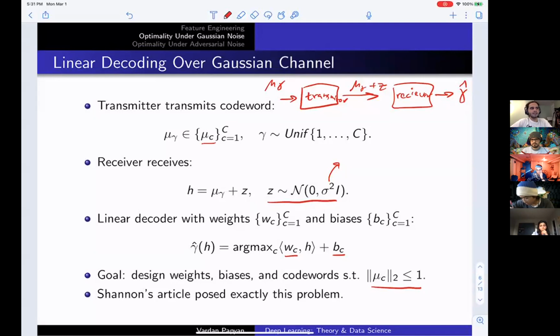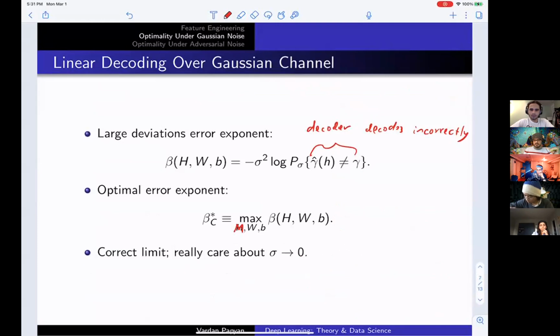So you're saying that ETF corresponds to the case that sigma is equal to 0? No, it tends to 0. Simplex ETF is optimal in terms of the large deviation error exponent, and the large deviation error exponent is defined once sigma tends to 0. Maybe I can draw a picture to explain.